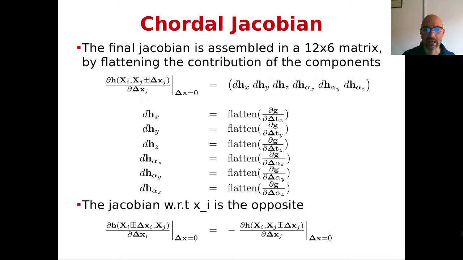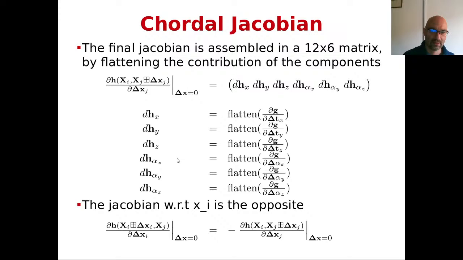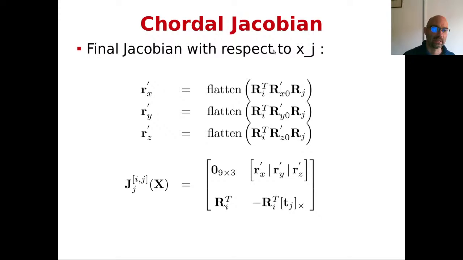I mean, how do you come from here to here? Well, just use these formulas and use this definition. Do the calculations, and you will find out that this is my final Jacobian, which is consistently a 12 by 6 matrix.